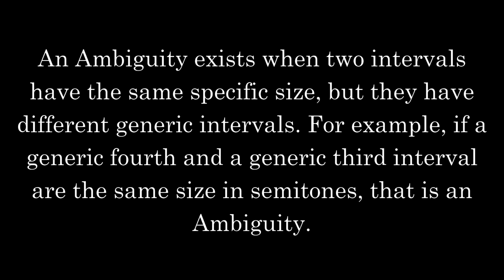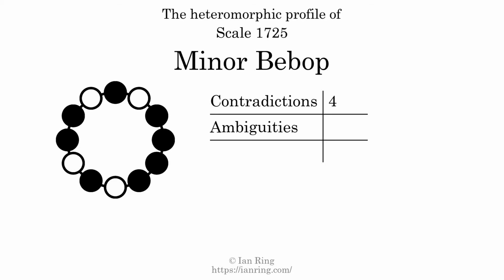An ambiguity exists when 2 intervals have the same specific size, but they have different generic intervals. For example, if a generic fourth and a generic third interval are the same size in semitones, that is an ambiguity. The number of ambiguities in this scale is 52.